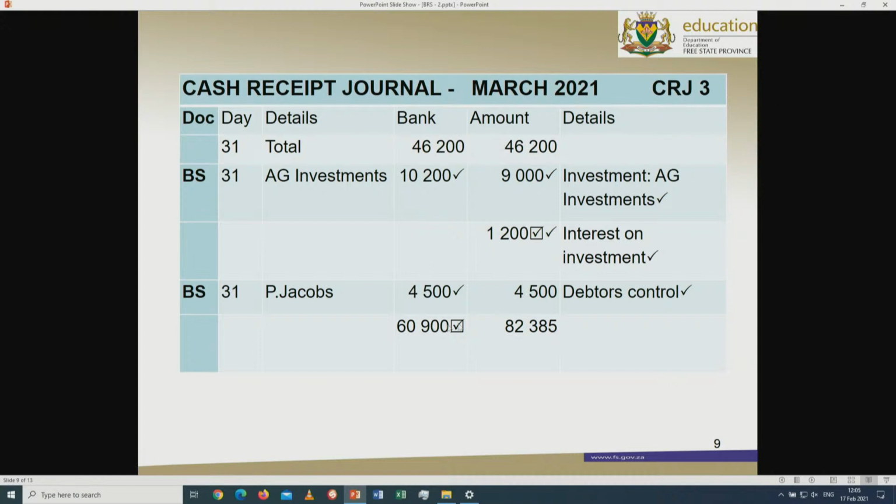And then you'll add everything now. 46,200 plus 10,200 plus 4,500, it will give us 60,900, which is the total receipts.